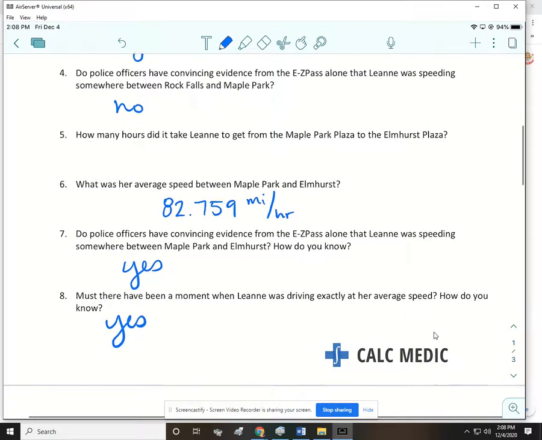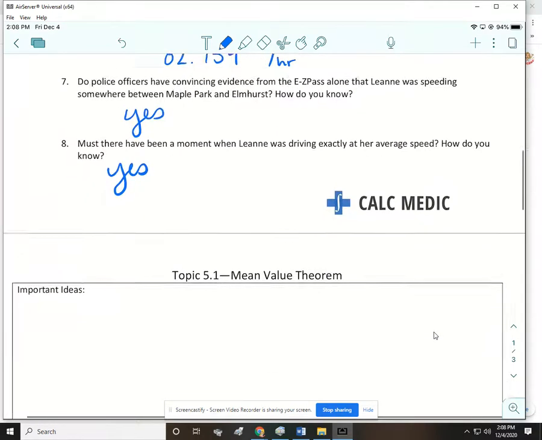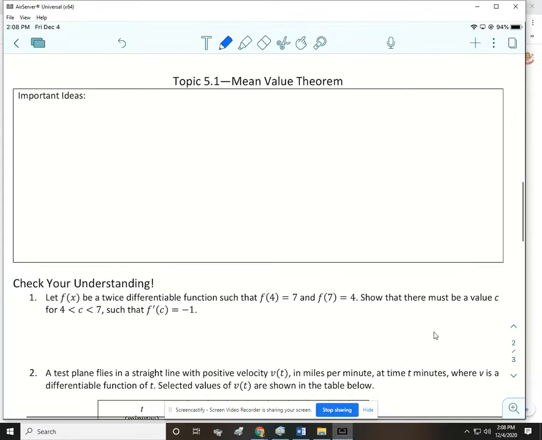All right, and then for 6, between Maple Park and Elmhurst, her average rate was 82.759 miles per hour. So, yes, they do have convincing evidence that she was speeding there, because for her average to be speeding, she obviously was speeding. And there should be a moment that she was driving exactly that, 82.759. So sometimes she was driving faster than that, sometimes she was driving slower than that. But to get to that average, she was driving that at some point.